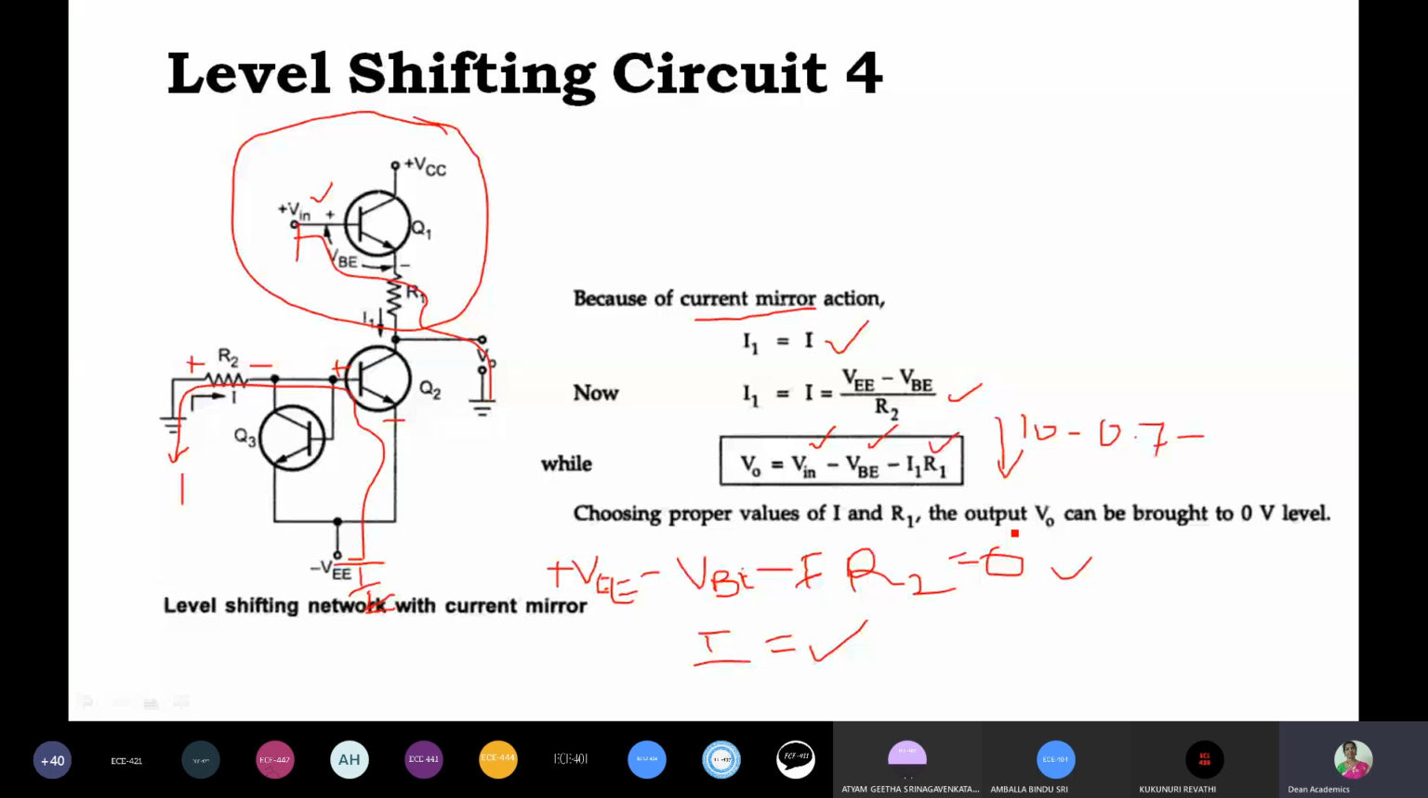So by proper selection of resistor R, output can be brought to 0 level. Followed? Yes, ma'am. Our aim is to make V naught 0, and with this arrangement it is possible to make V naught 0. We are coming to the end of the class.